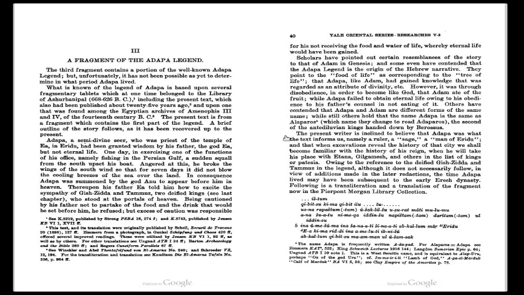The present writer is inclined to believe that Adapa was what the text informs us, namely a ruler, a sage, a man of Eridu, and that when excavations reveal the history of that city, we shall become familiar with the history of his reign, or his rule, when he will take his place with Etana, Gilgamesh, and others in the list of kings or patriarchs. Owing to the reference to the deified Gish-Zida and Tammuz in the legend, although it does not necessarily follow, in view of additions made in the later redactions, the time Adapa lived may have been subsequent to the early Erech dynasty.